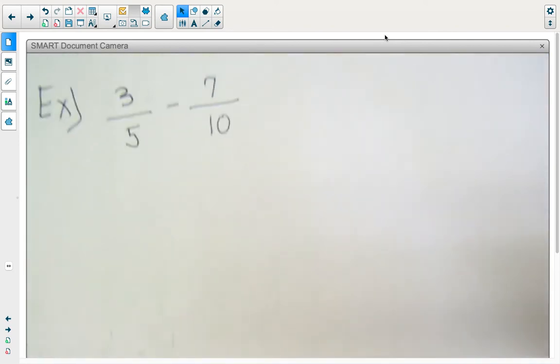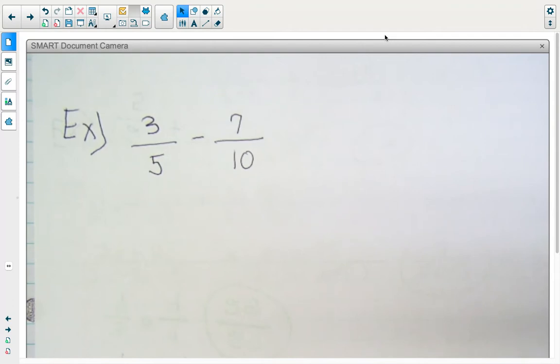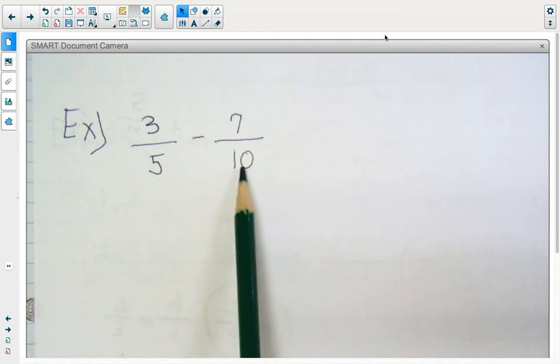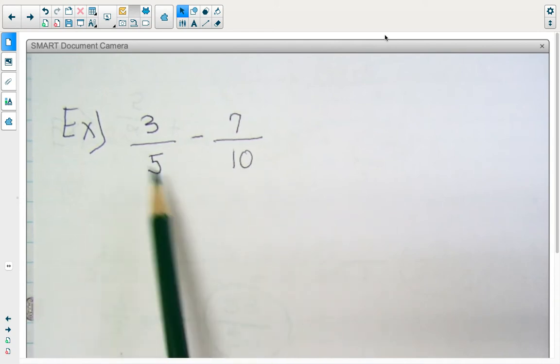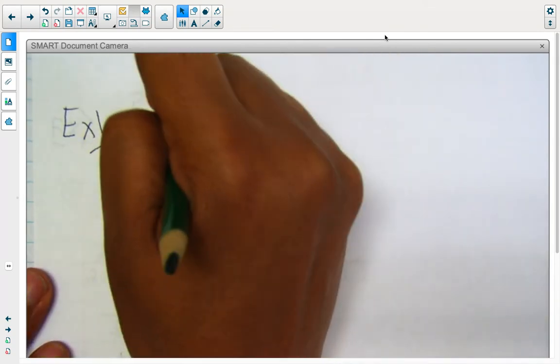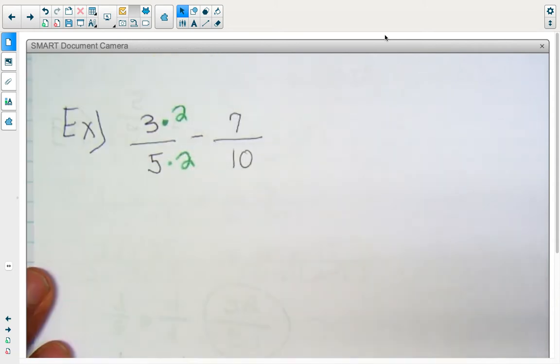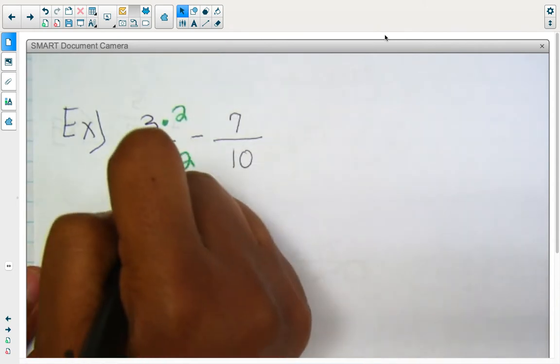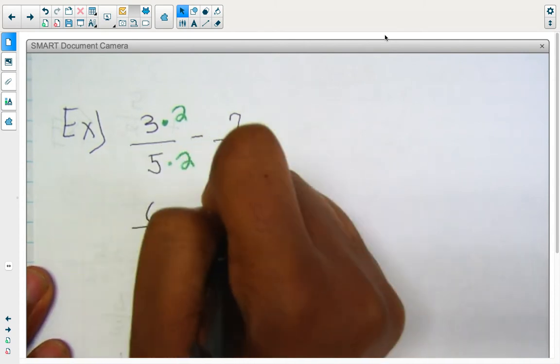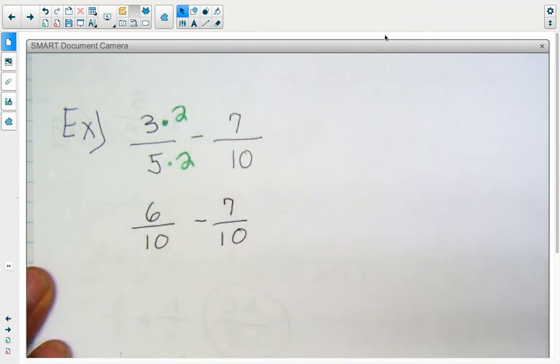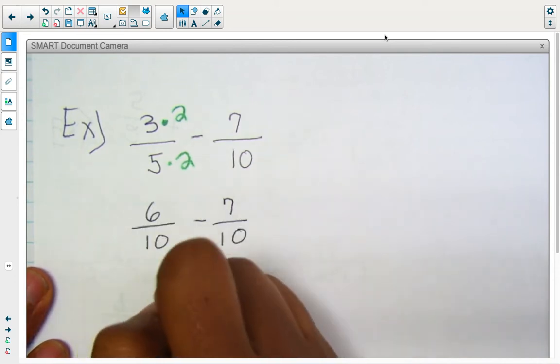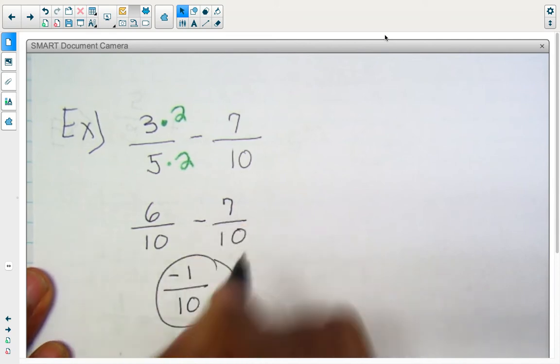So I have this problem here. We're going to do 3/5 minus 7/10. I'm going to show you 2 approaches. The first approach is to find the least common multiple. So if this is 5 and this is 10, I need to make this be 10. So I need to multiply both the top and bottom by the number 2. So that's going to give me 6 over 10 minus 7 over 10. Now that I have the same denominator, that's good. 6 minus 7, my final answer would be negative 1 over 10.